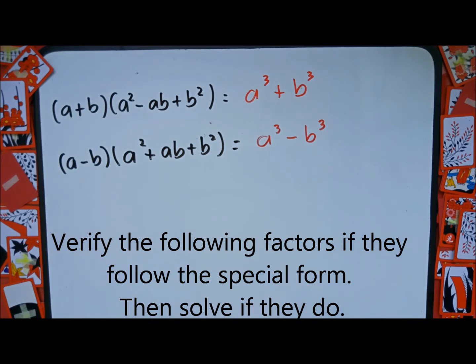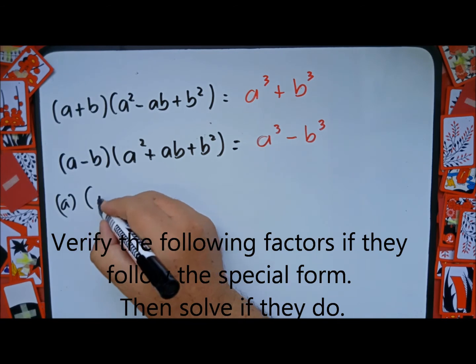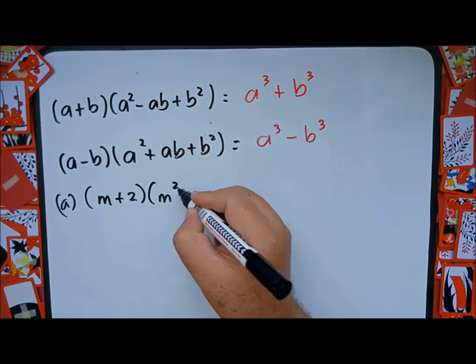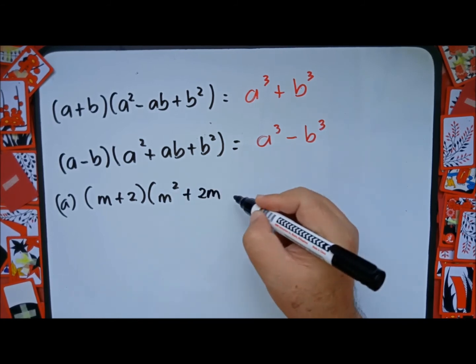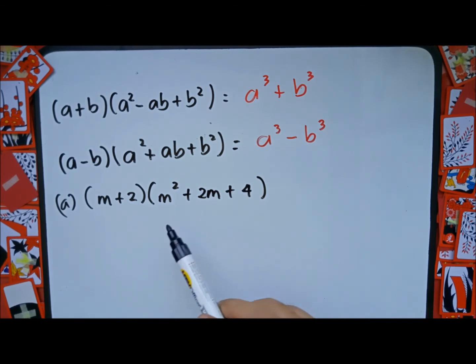Okay, let's take an example. No, we will not take an example yet. We have to verify if the factors follow the special pattern. If they do, find its product. Okay, letter A. M plus 2, m squared plus 2m plus 4. Are these factors considered a special product of a binomial and a trinomial of the special form?